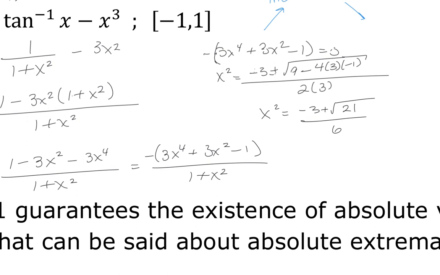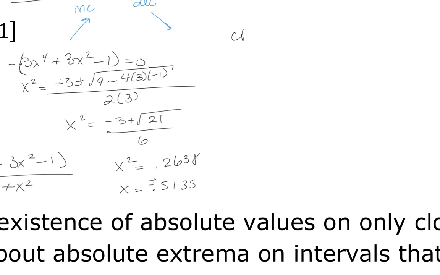And so I've got x squared as 0.2638. I'm going to take the square root of that because I want x. So x is equal to 0.5135. But remember, since I took the square root of both sides, there'll be a positive and a negative. So that tells me I have critical points of x equal to negative 0.5135 and x equal to 0.5135.